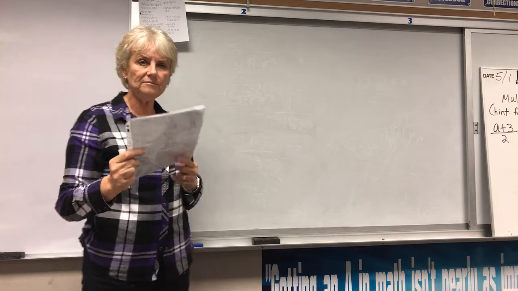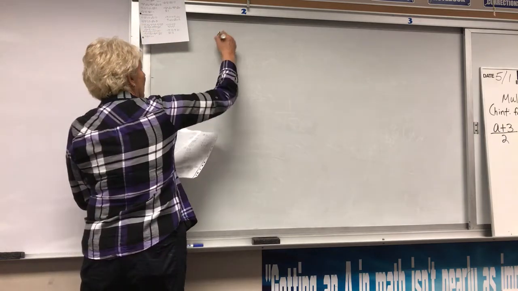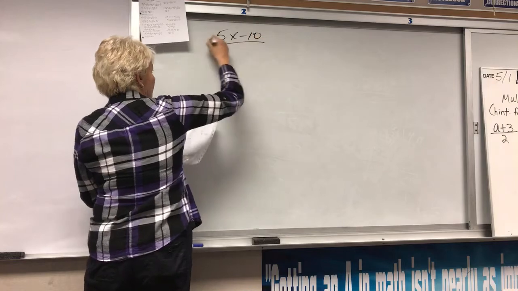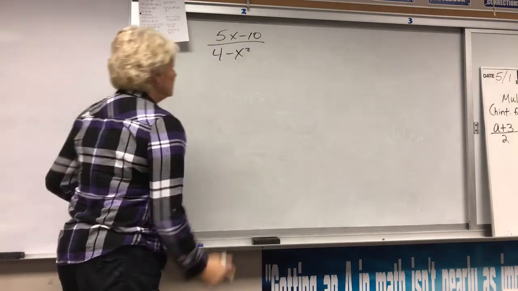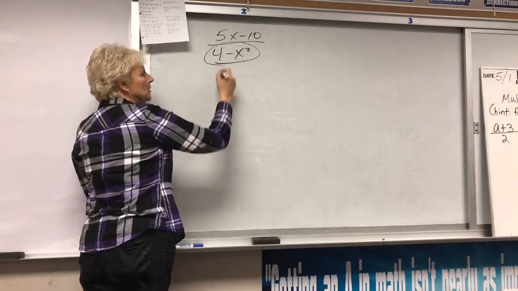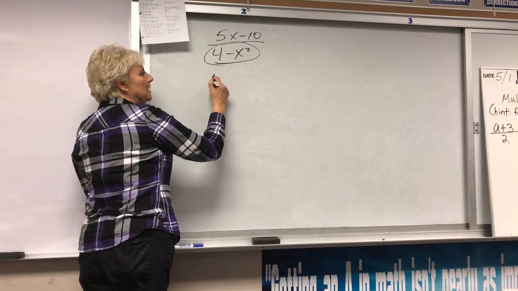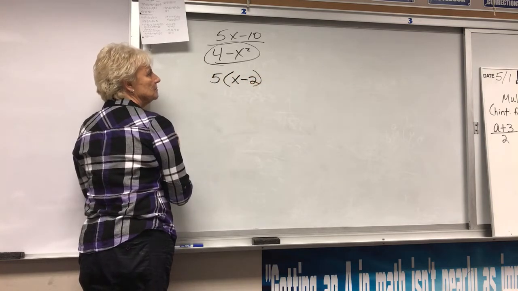Okay, another one? 17. Okay, 17 had a lot of work. I'll show you one step at a time. I would go ahead and write that in standard form. While I'm doing it, I might as well factor the numerator. That's 5 times x minus 2.